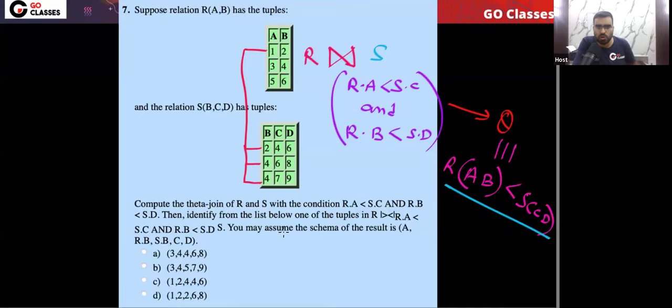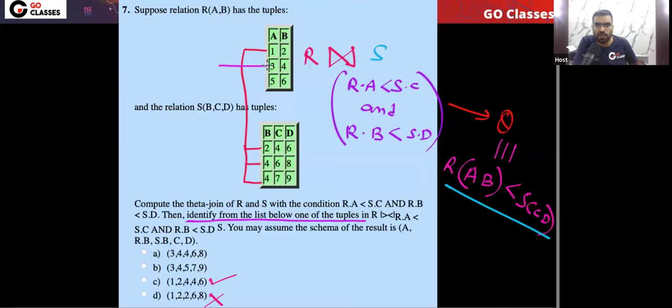Correct? So the question is asking to identify which tuples belong to the output of this query. You can see 1 2 2 4 6 will be there. Yes or no? 1 2 2 4 6. Next, 1 2 4 6 8 will be there. What about 1 2 2 6 8? Will it be there? No, this will not be there.